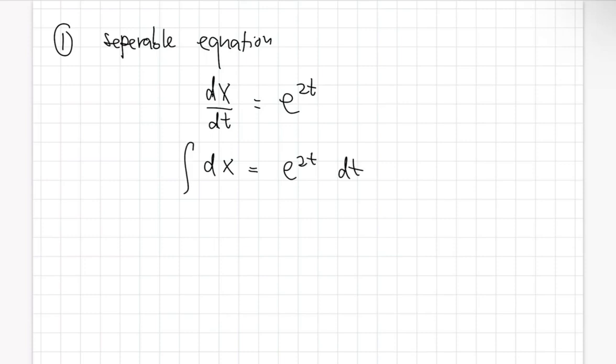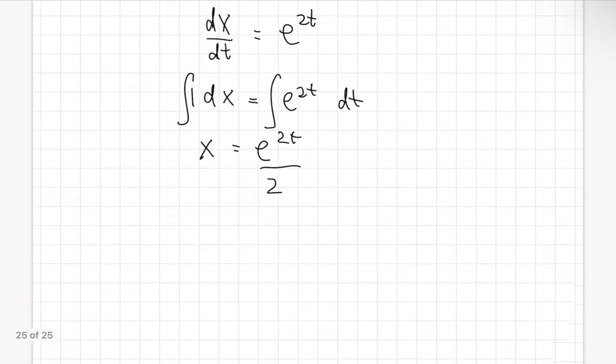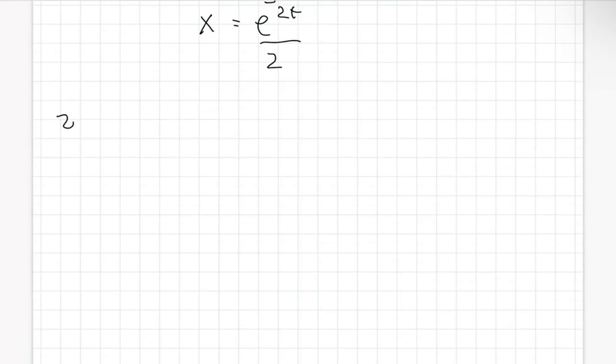Then integrate both sides. Integrate 1 with respect to x, so you get x. Integrate exponent 2t, you get exponent 2t over 2. So this is how you get the solution. This is a separable equation. Second one, you also learned the linear equation.